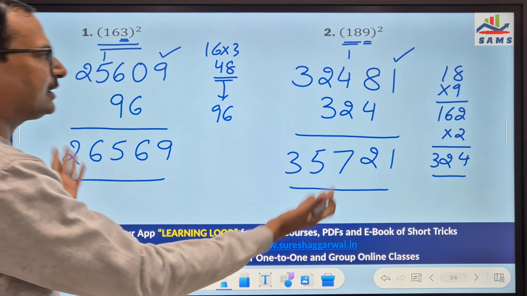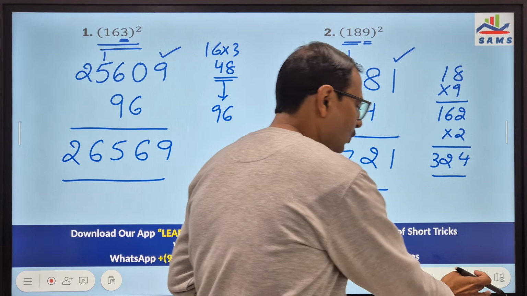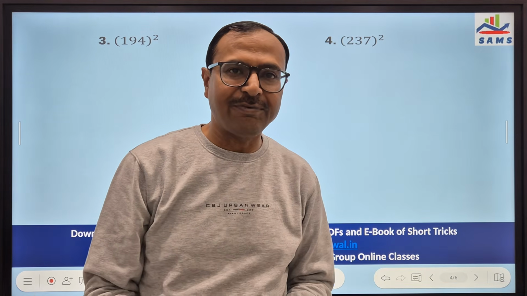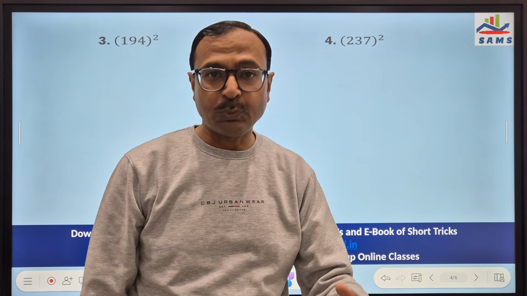See how beautifully the method works, and with little practice you will gain a very amazing speed of actually finding the squares of numbers up to 300.